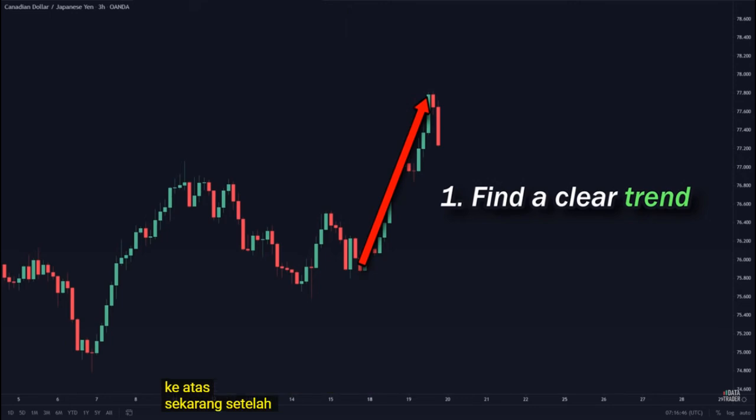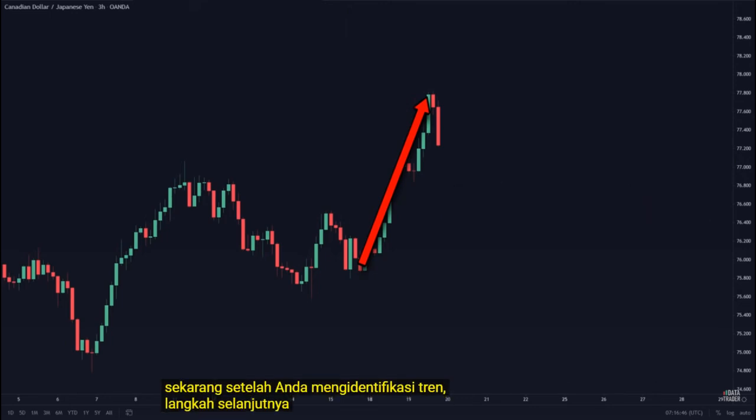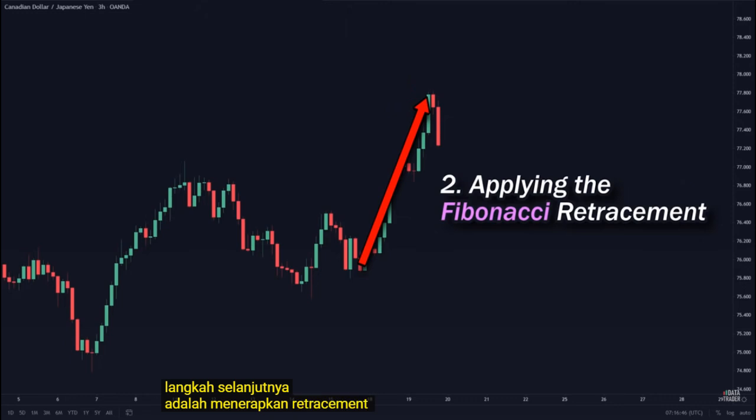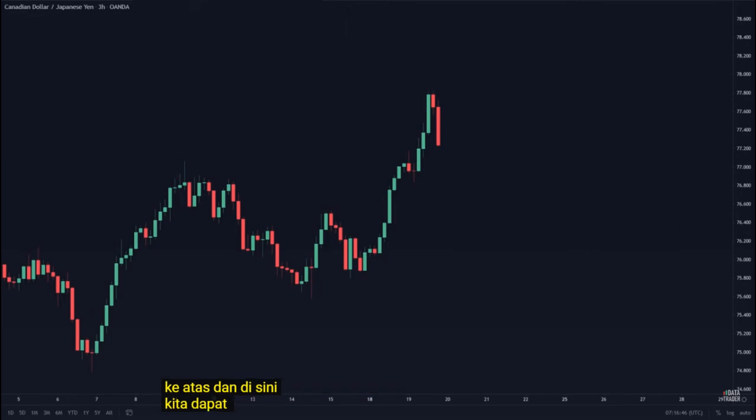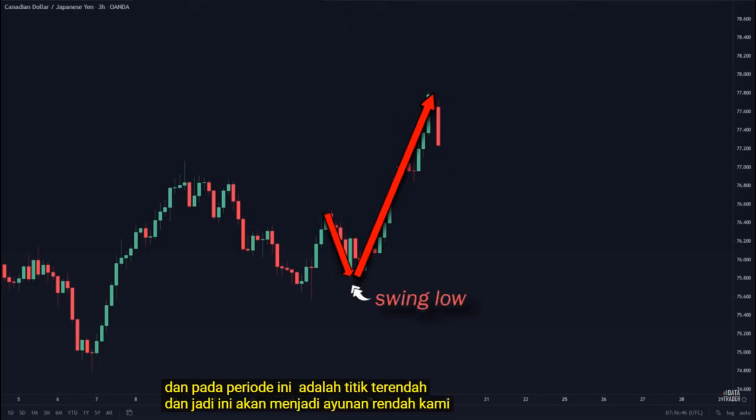Once you've identified the trend, the next step is applying the Fibonacci retracement. To apply it, you first need to identify both the swing low and the swing high of this trend. A swing low refers to the lowest point the price reached before reversing upwards. Over here, we can see that the price slightly went down before reversing back up, and at this period, this was the lowest point. And so this will be our swing low.